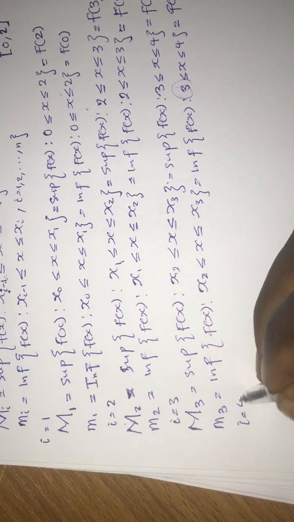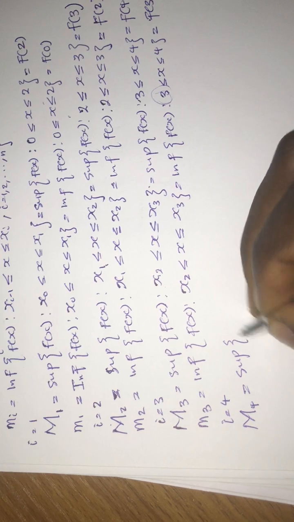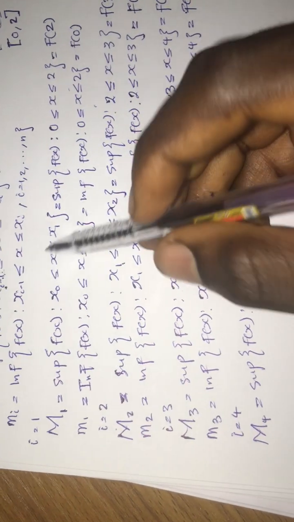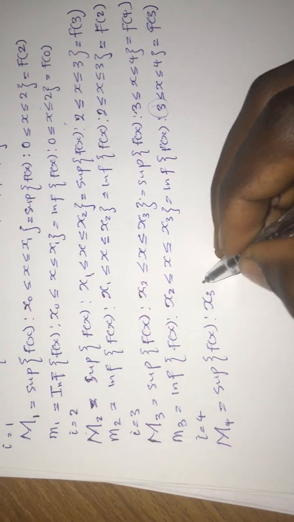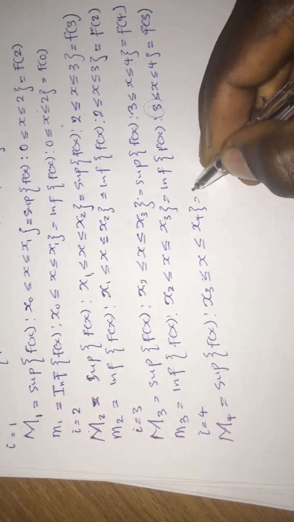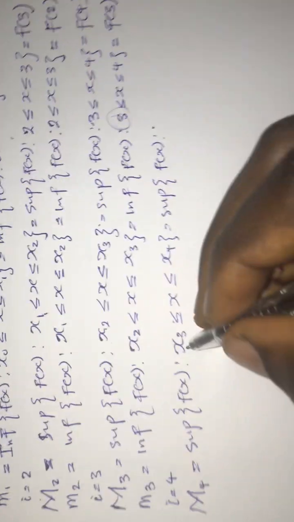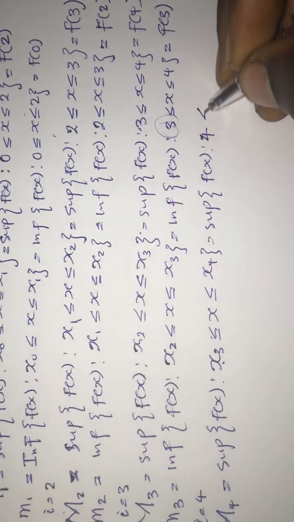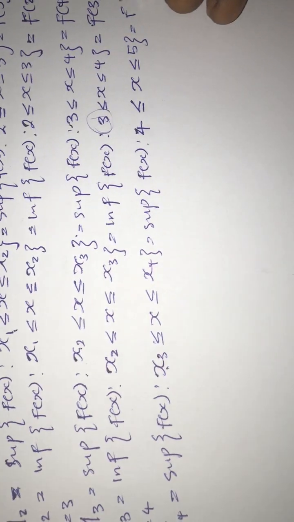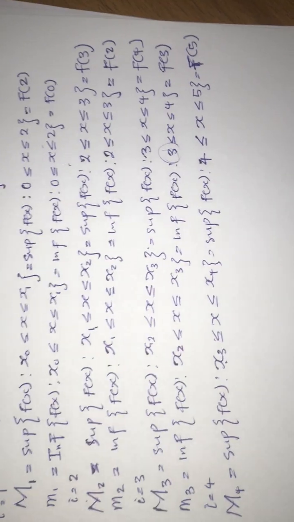Now lastly, when i is equal to 4, capital M4 is equal to the supremum of f of x. When it is 4, it will be 4 minus 1, so we have x3 less than or equal to x less than or equal to x4. So the supremum of f of x: x3 is 4 and our x4 is 5. So the function will act on 5, which is the supremum.